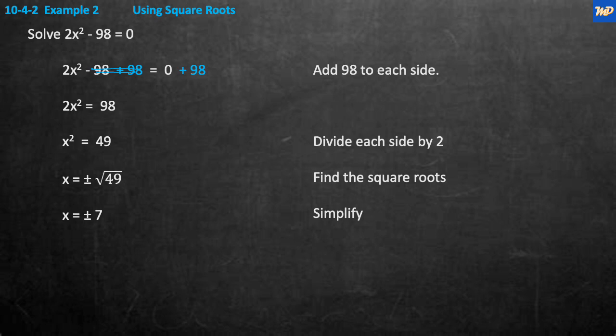Now we can divide both sides by 2, and we end up with x squared is equal to 49. Take the square root of both sides: the square root of x squared and the square root of 49. We get x equals plus or minus the square root of 49. The previous slide said you can also write it as plus or minus 7. So that's the answer: x equals plus or minus the square root of 49, or x equals plus or minus 7. That's the solution using square roots.